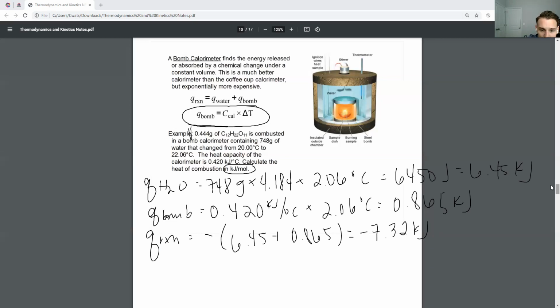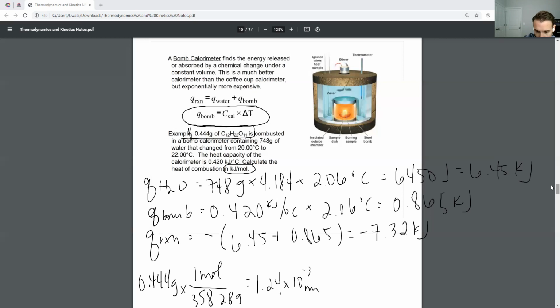But if you look in here, it says in terms of kilojoules per mole. So I need to do something with this. And what I need to do with that is turn it into moles. So my 0.444 grams, turn it into moles. I know that 1 mole is 358.28 grams, which gives me 1.24 times 10 to the negative third moles.